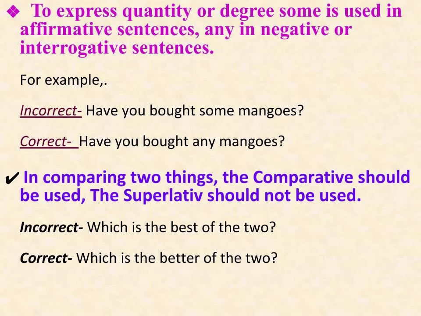Next one, to express quantity or degree, some is used in affirmative sentences, any is used in negative or interrogative sentences. Have you bought some mangoes? It cannot be: have you bought some mangoes. Have you bought any mangoes? So any, where does it come? Negative sentence.